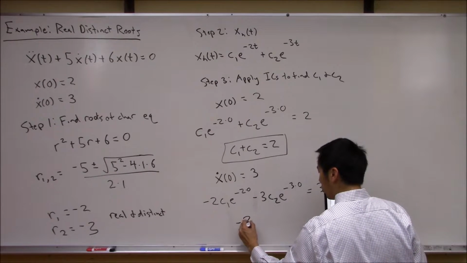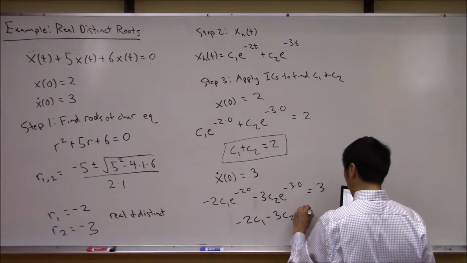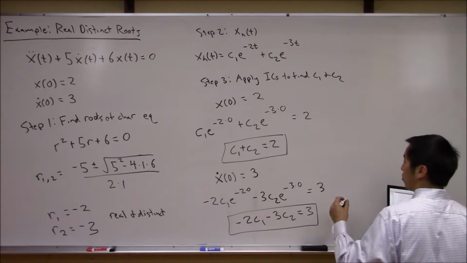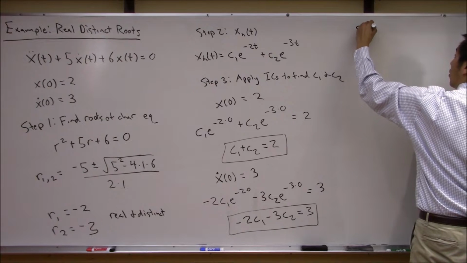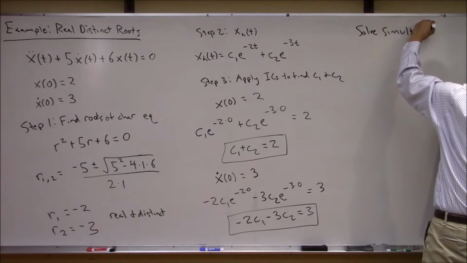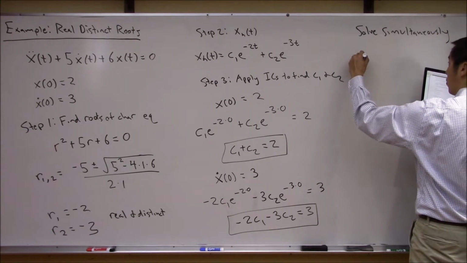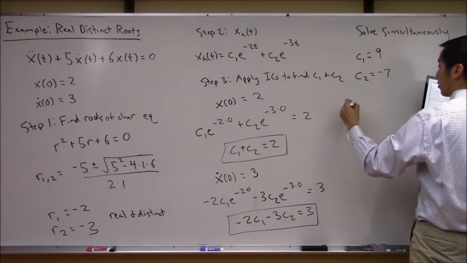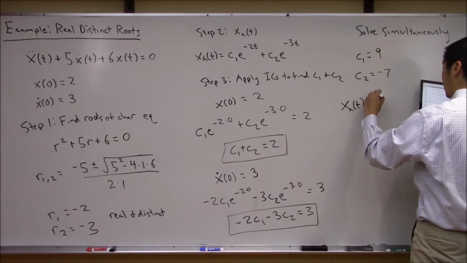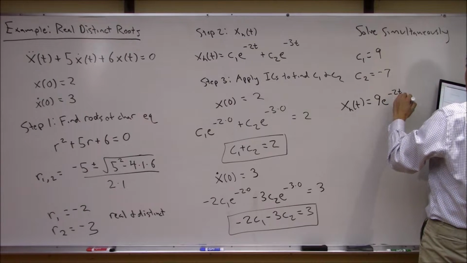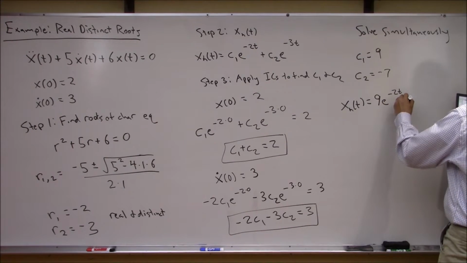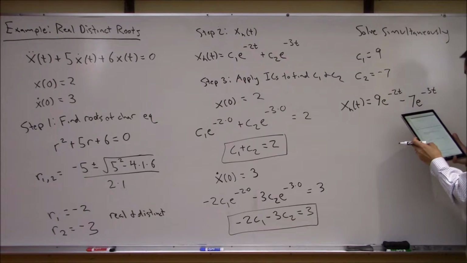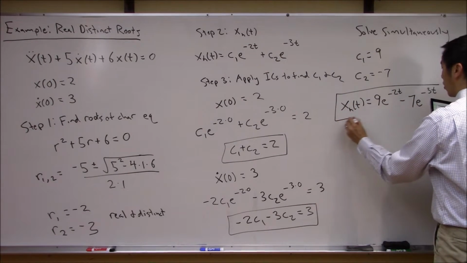So what did we end up with? Minus 2c1 minus 3c2 has got to equal 3. Great. So here's my second equation. So two equations, two unknowns. So solving those simultaneously, we end up with c1 has got to equal 9 and c2 has got to equal negative 7. So great, our total solution for this problem is 9e to the minus 2t minus 7e to the minus 3t.